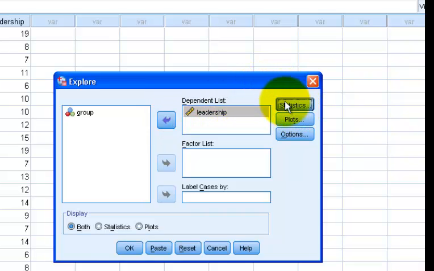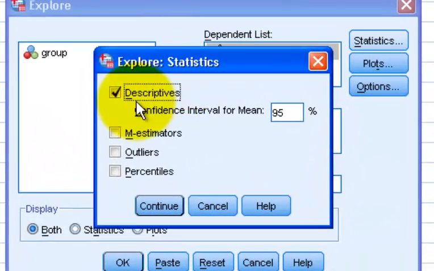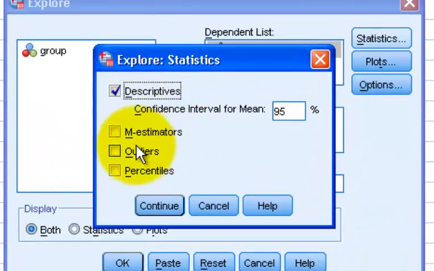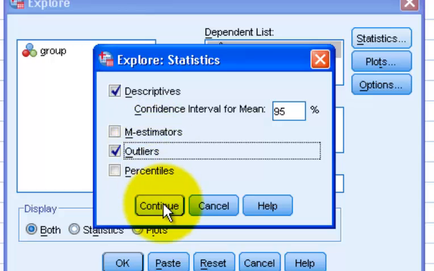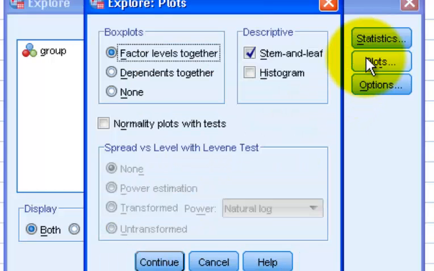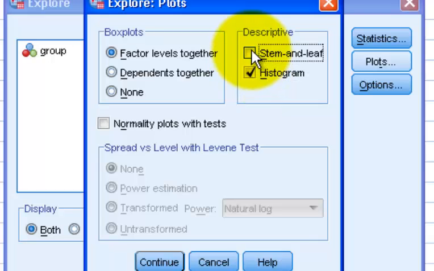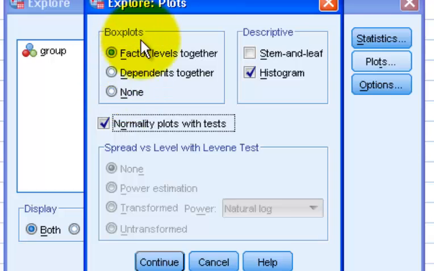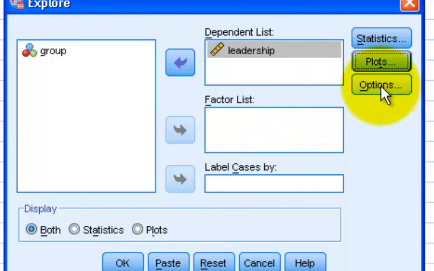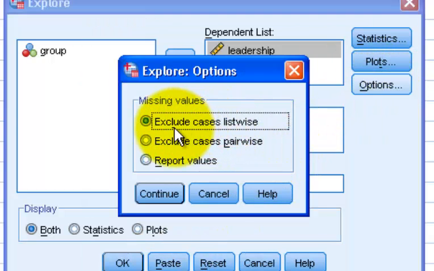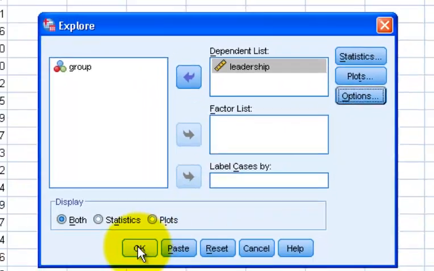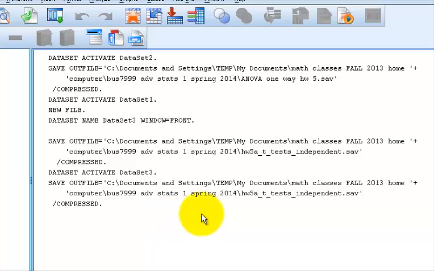So we're going to go to statistics. We want descriptives. Probably look for outliers. Click continue. Plots are nice. I like the histogram. That's easy to detect normality with. And we'll put those on there. And that's okay. And always look in options. And case-wise exclusion, that's not us. So we're going to click OK.